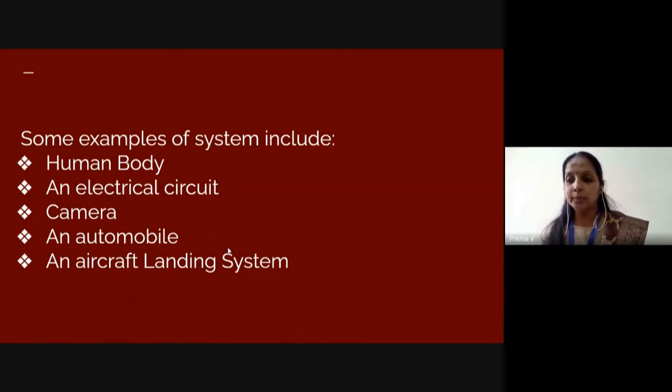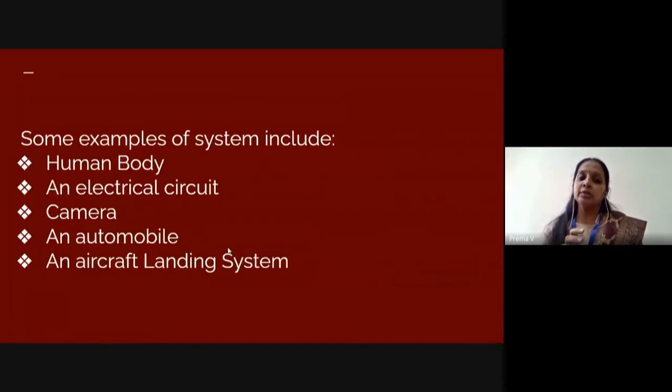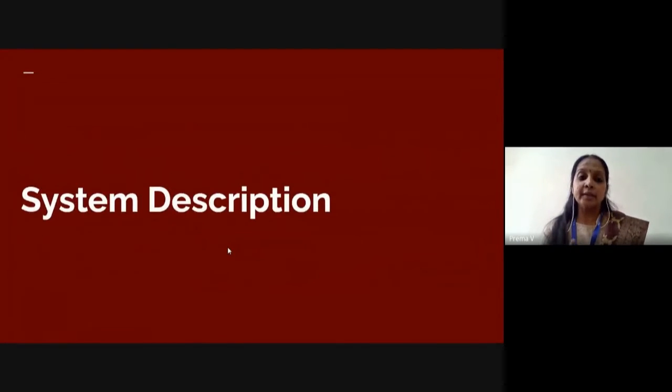Similarly, you have a microphone. This is another example, where some acoustic signals are the input, and basically these acoustic signals are mapped to a set of electrical signals which are coming out. So basically, a system is a mapping of signals, various signals, maybe the input signal and the output signal. And how you map the signal will be the property of the system. Similarly, there are many other examples in the real-time world.